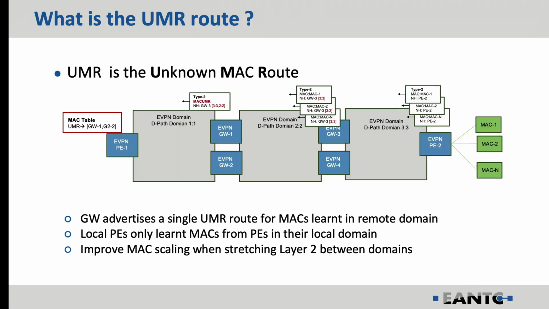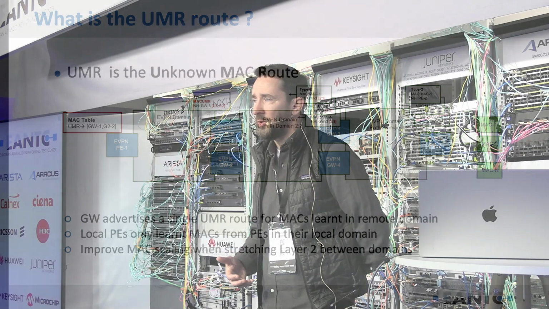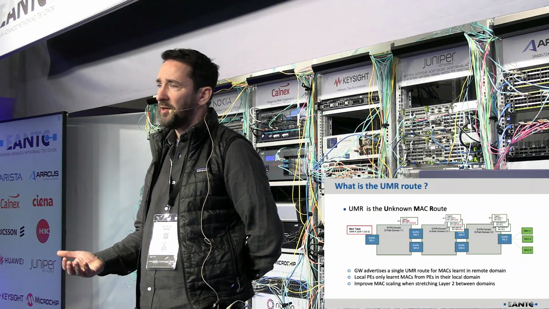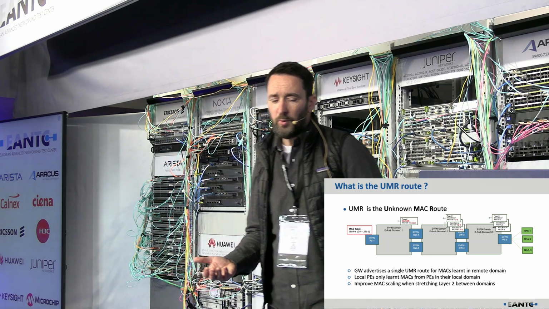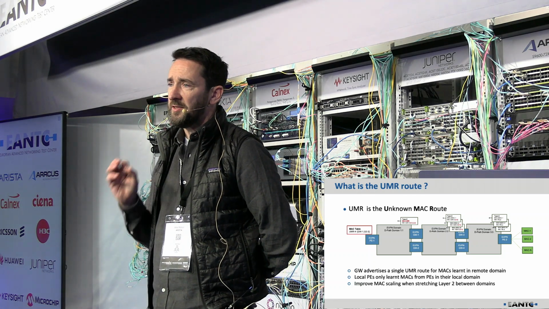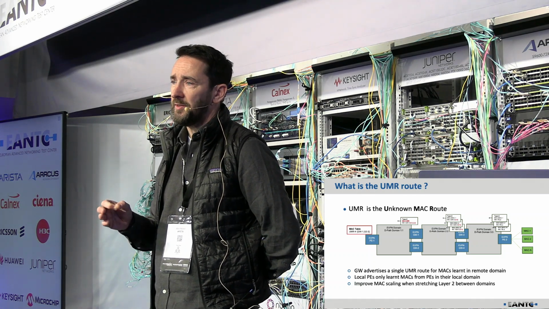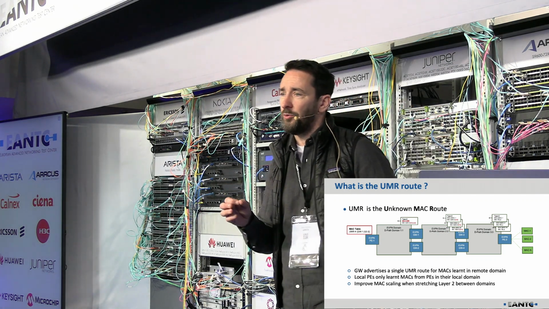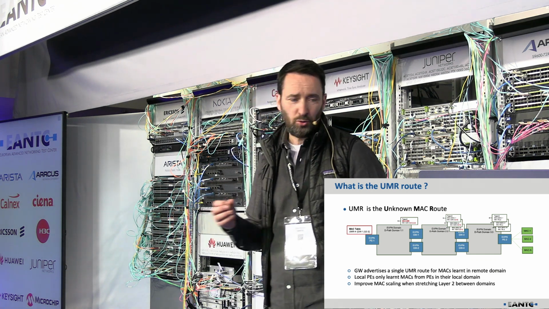And then the third part of the demo is going to be what we call UMR, or unknown MAC route. So again, the whole idea here is all about scaling. Instead of learning all the MAC addresses in the remote domain, and then re-advertising them all into the local domain, and therefore all your PEs learn all those MAC addresses, even though they have the same shared next hop, which is the gateway, what we can now do is aggregate all those MAC addresses learned in the remote domain, and the gateway will just advertise a single route to represent all those MACs in that bridge domain. And that route is called the unknown MAC route, or UMR route, right? So again, we'll show you this in the demo.